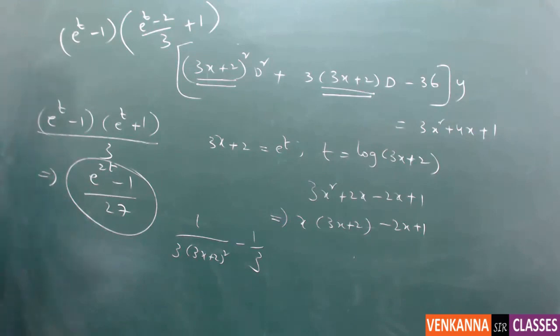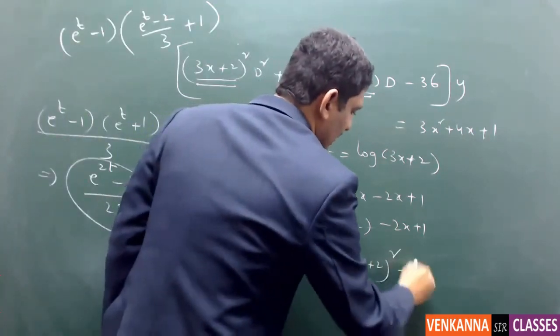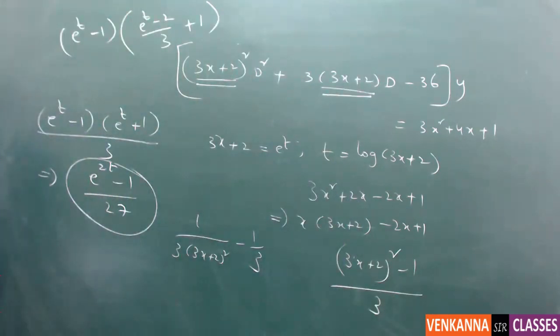So as we have mentioned, 3x plus 2 whole square minus 1 whole by 3, right? Yes. It will come in that manner. Thank you.